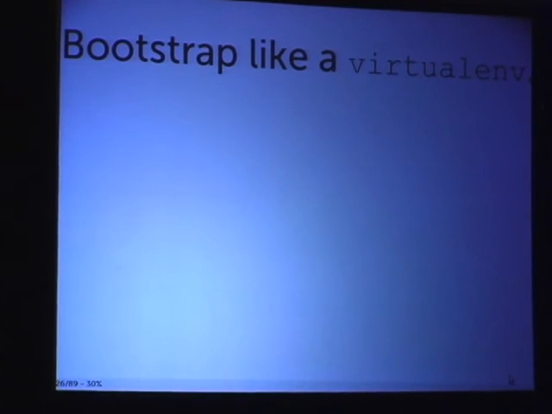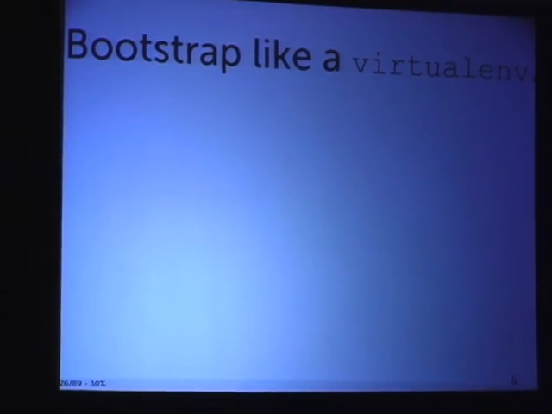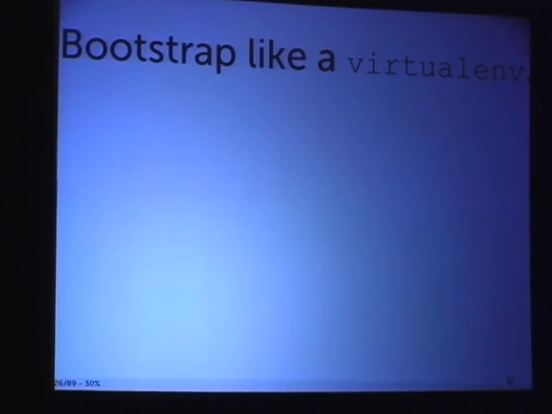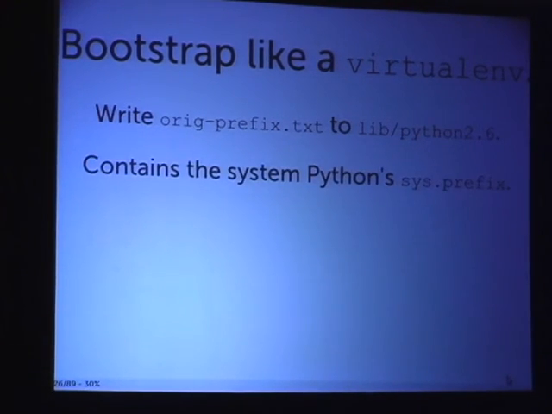So here's how virtualenv actually does it. At this point, I'm going to stop actually doing it as we go because it gets kind of complicated and hacky. We're going to cheat and look in the book and see how virtualenv actually does it. What virtualenv does, when you create a virtualenv, it writes a file orig-prefix.txt into the lib directory of your virtualenv, and the contents of that file is just a single string, the system sys.prefix. So in the case of my system Python, /usr.